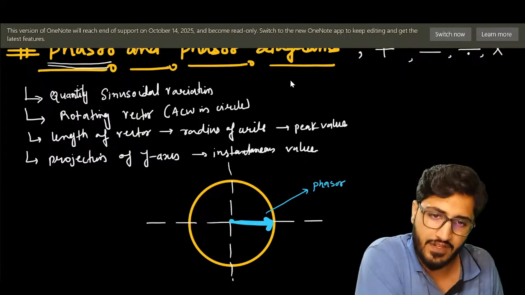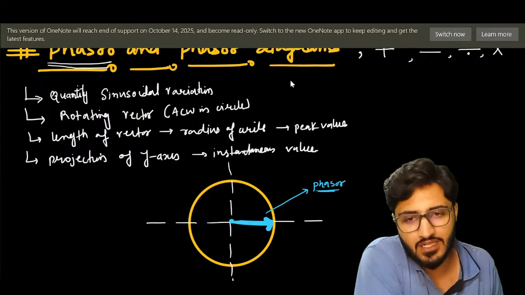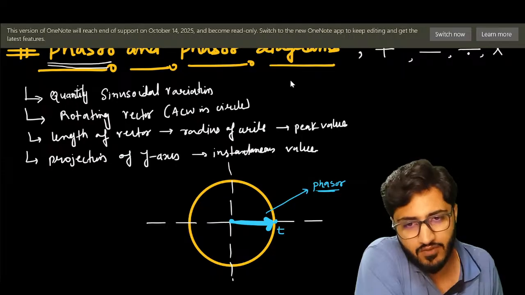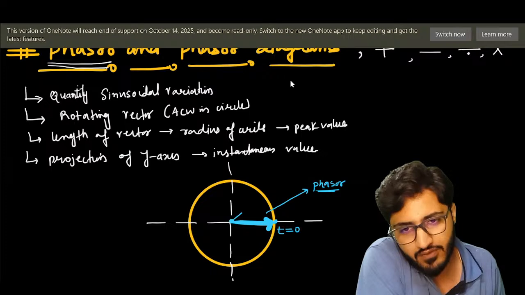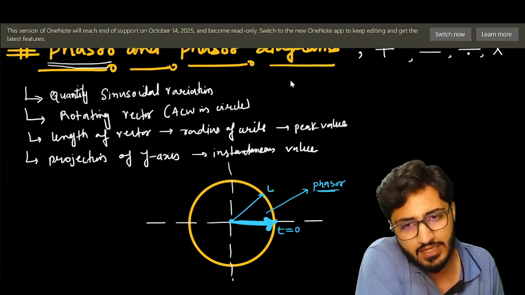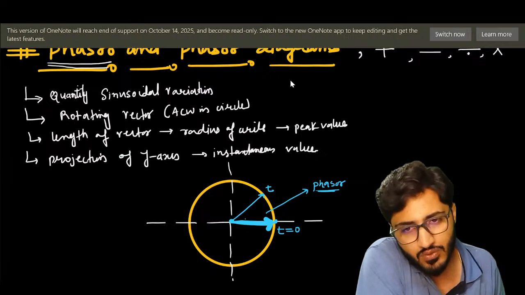This one is a phasor. If it is a circle, at t equals to 0 your phasor is at this point. After some time it could be here, no? At t equals to t, it is here. So this angle of rotation is theta. Theta means omega t.